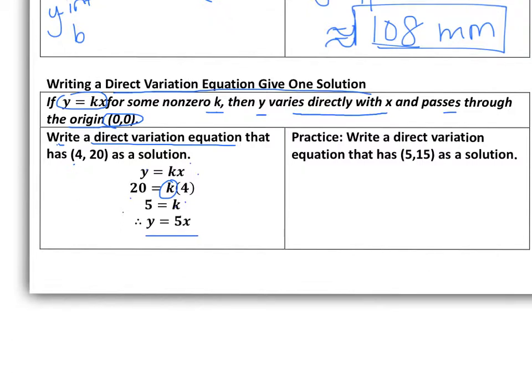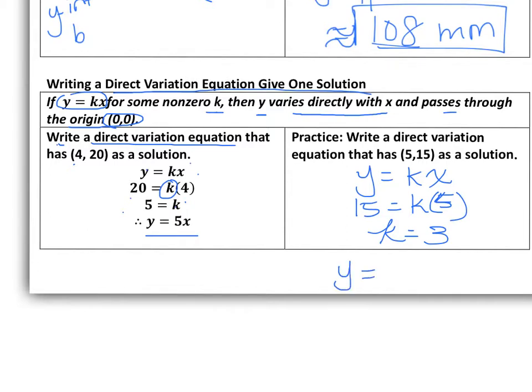So let's practice here again. Y equals kx. I know my coordinate is 5, 15. I'm solving for k. I don't know what it is. My x is 5, and my y is 15. And then k will be 3. So let's rewrite the direct variation as y equals 3x, and that's it.